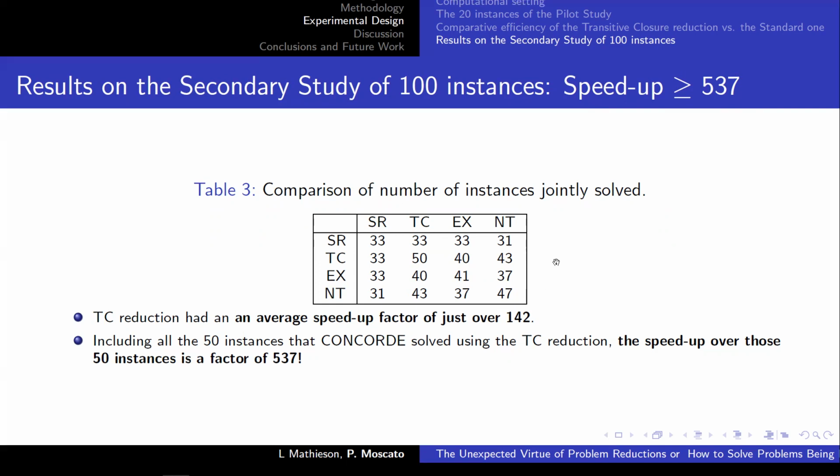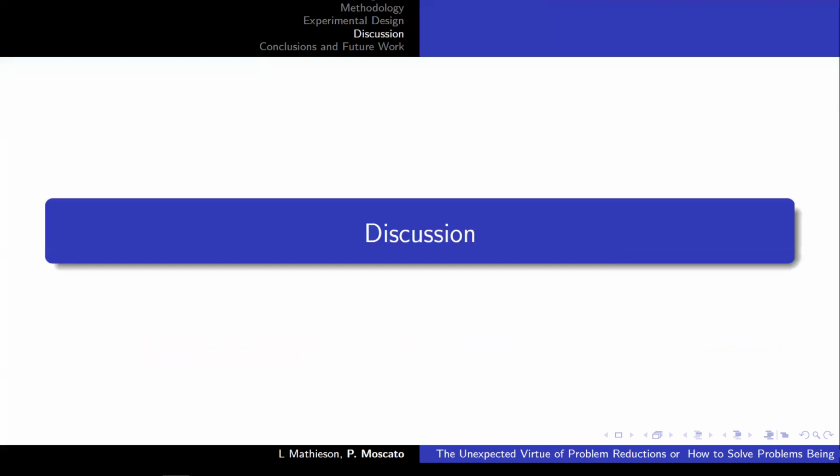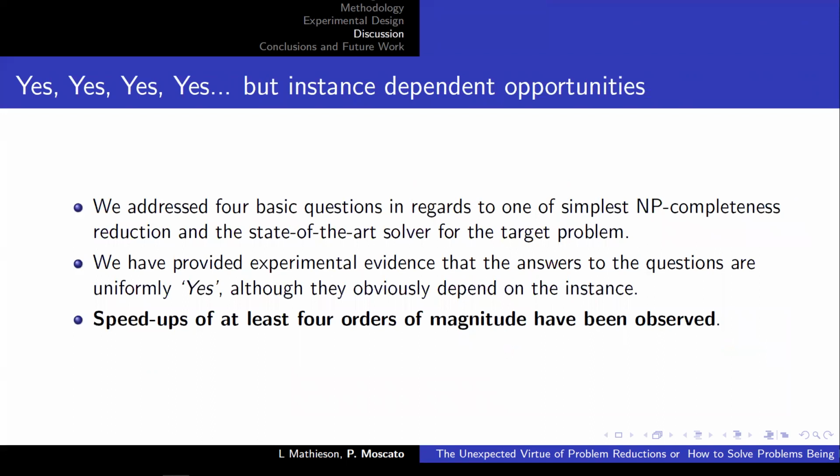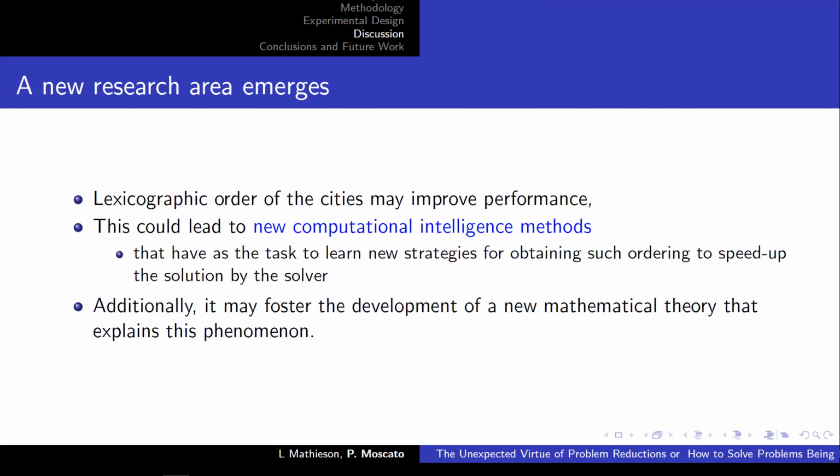So we see that this is an important message, that there is something here to look at, because it's very unusual that you get speed ups of the order of 4 orders of magnitude by reformulating the problem in a different way. So in terms of discussion, yes, we have found that the answer for all our questions was yes, but there is instance dependence, and we have shown experimental evidence that we have speed ups of at least 4 orders of magnitude for some particular reductions.